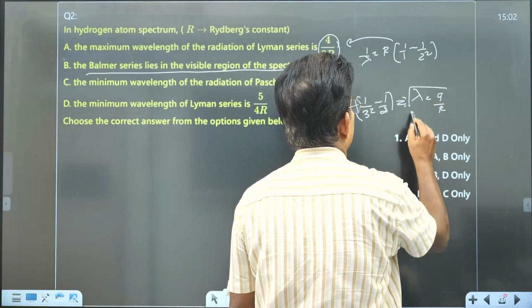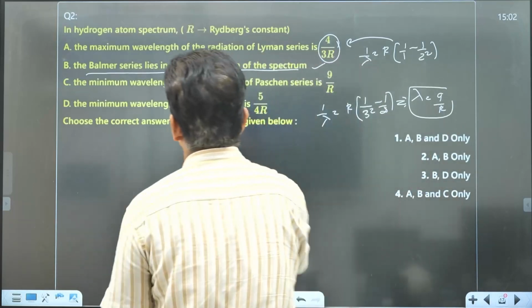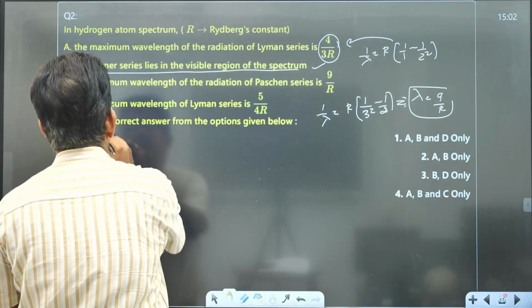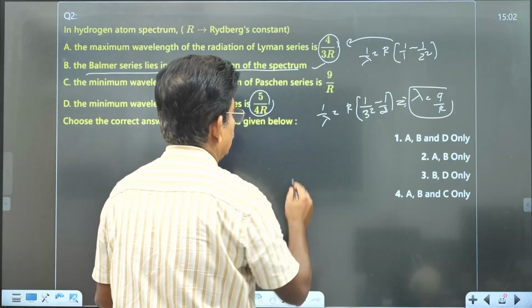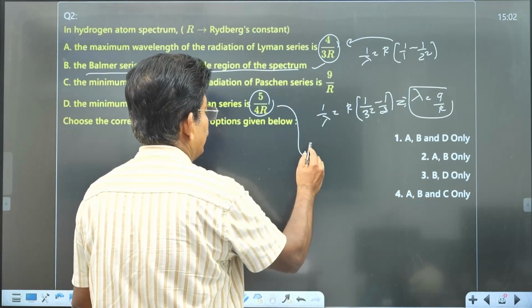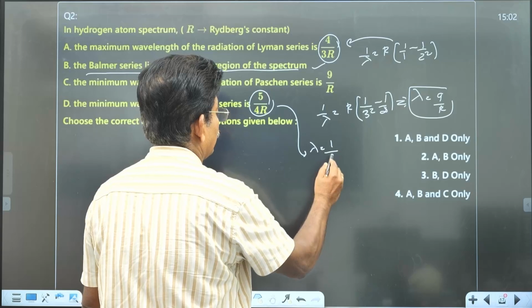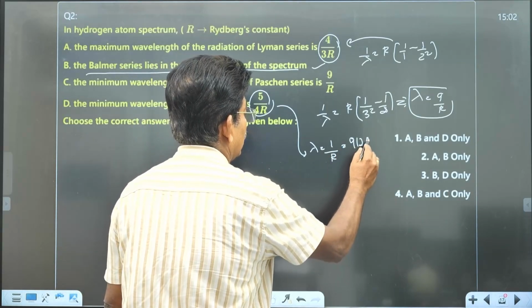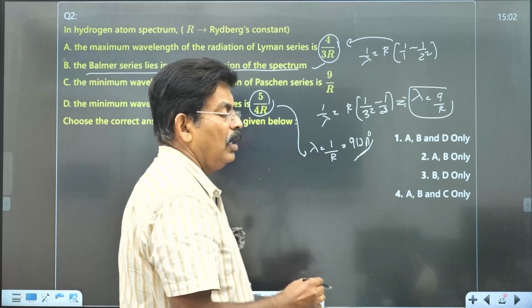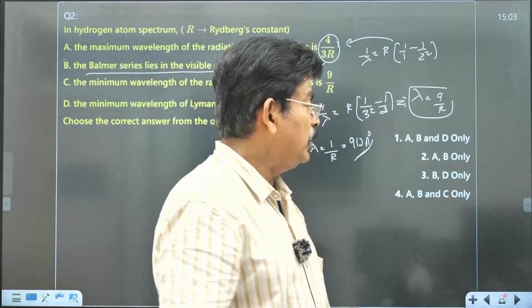So A is correct, B is correct, C is correct. And B, I told you that limitation. Minimum wavelength of Lyman series, everybody remembers it. Minimum wavelength of Lyman series is 1 by R, and that is nearly 912 angstrom. Due to the continuous use, we are remembering it. So that option is wrong.